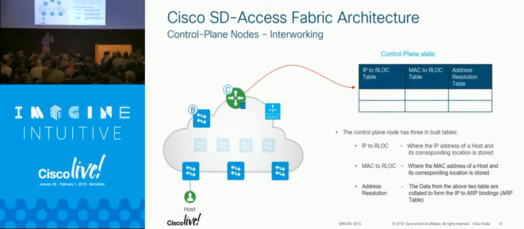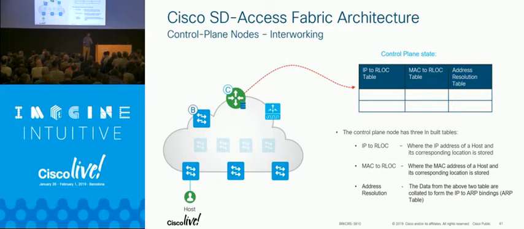So the IP to RLOC table basically says IP 1.1.1 is behind edge 1, and IP 2.2.2 is behind edge 2. That is the first table. The second table is the MAC to RLOC table, meaning we not only register the IP addresses, we also register the MAC addresses. So basically that says MAC A is in edge 1, MAC B is in edge 2, and so on. The third table is your address resolution table.